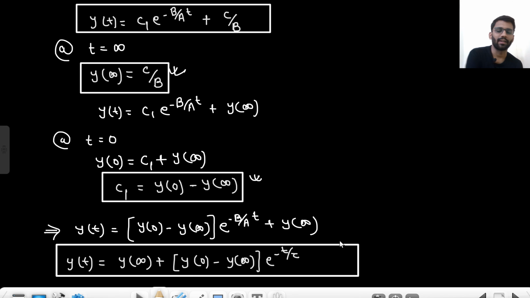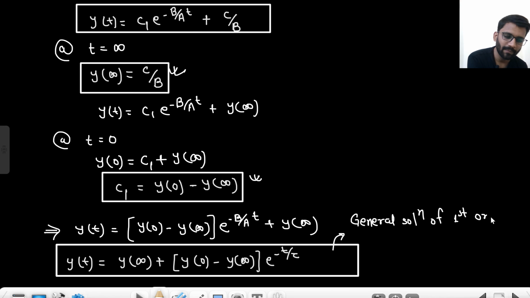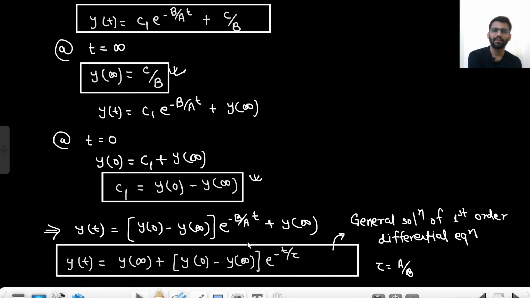So this is what you can write. This is the general solution of a first order differential equation. Are you getting this point? And here tau is a by b, right? Tau is a by b.